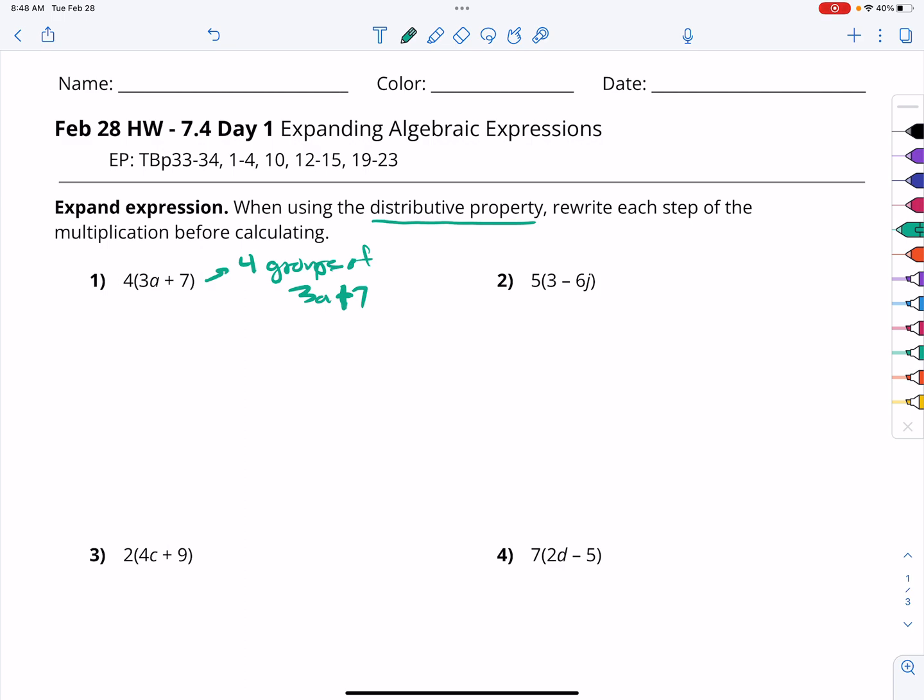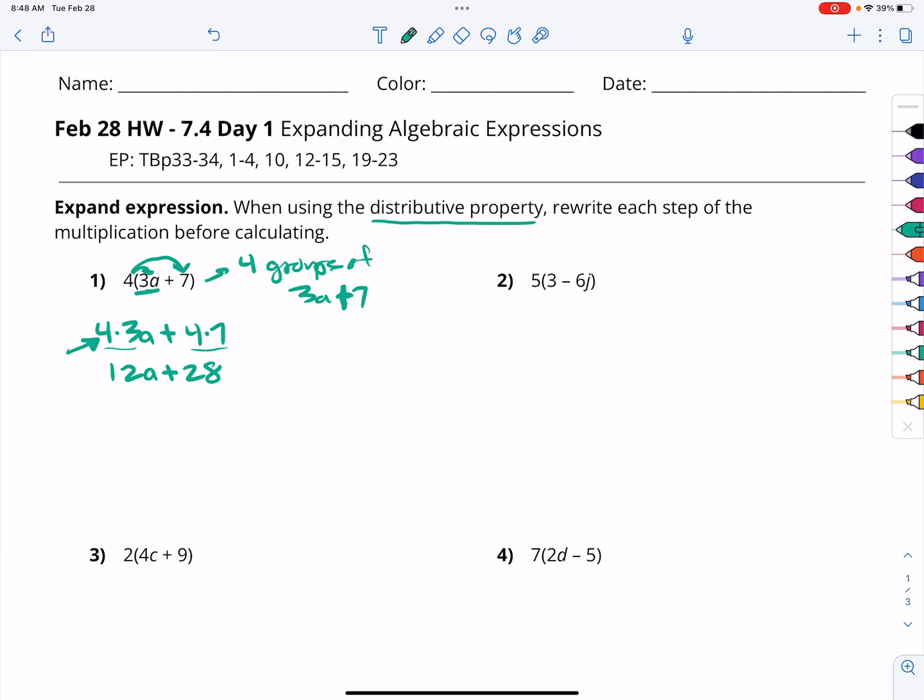Because I have 4 groups of this, I need to do 4 times 3a and then add that to 4 times 7, because I need 4 groups of each of those terms. So 4 times 3a is 12a, and 4 times 7 is 28. I would like you to do this step in the middle, just so you can double check to make sure: did you make any calculation errors as you were multiplying?